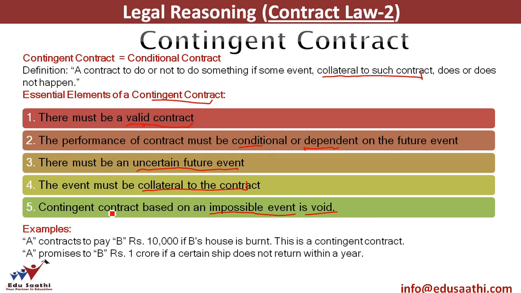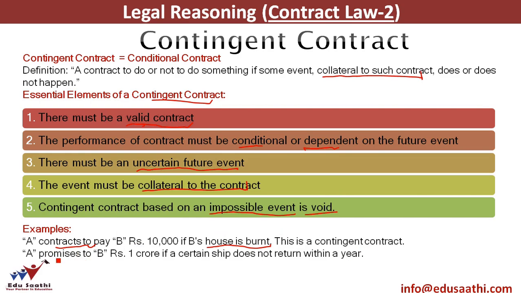Let's take examples to understand what a contingent contract means. A contracts to pay B rupees 10,000 if B's house is burnt. This is a contingent contract. So it's based on an uncertain future event. It's not an impossible event because there are chances of the house getting burnt. So it's an uncertain future event which may or may not happen, and on the basis of it the contract is entered into between the two parties. So it's a contingent contract.